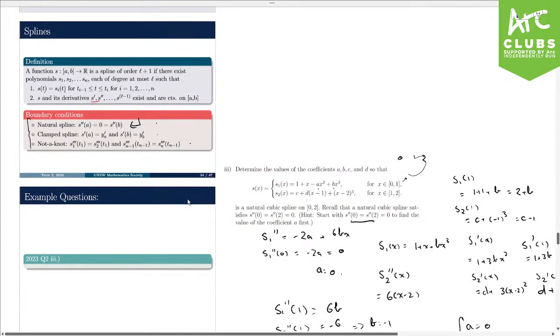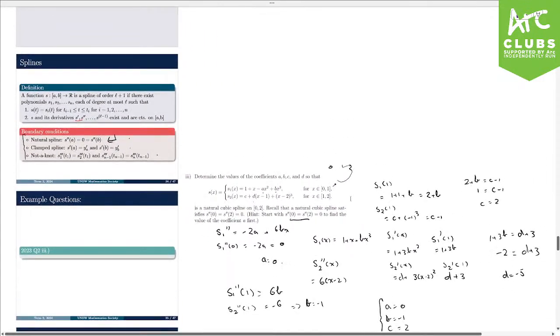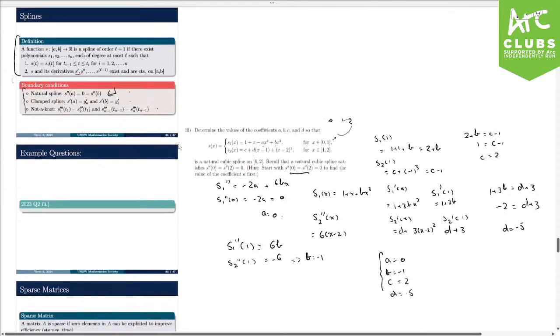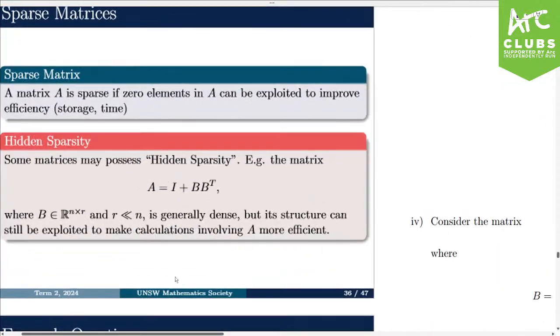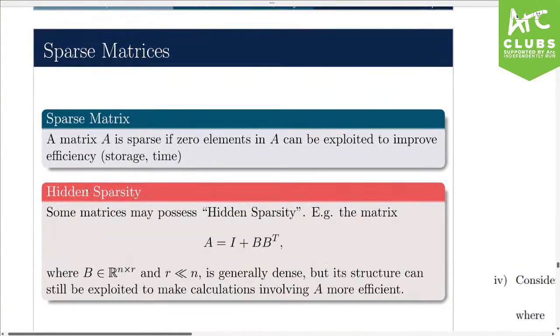Okay, so the key idea of this question was just taking all the information that we have about splines and then forming equations with those to solve for these coefficients. Okay, the next topic is sparse matrices. So a sparse matrix is a matrix where its 0 elements can be exploited to improve efficiency.